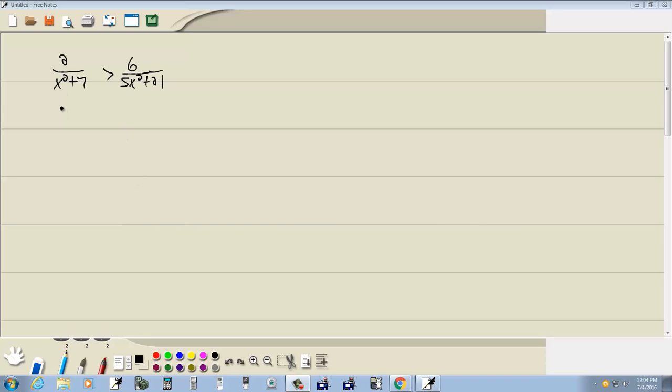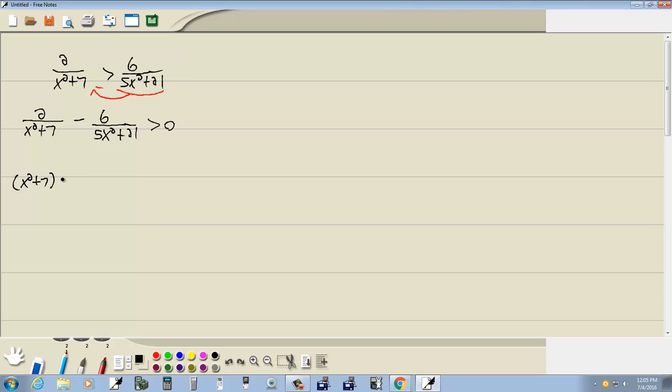You were asking about this problem, and this is a rational inequality, so we have to get 0 on one side. So I'm going to take this 6 over 5x squared plus 21 to the left side. So I got 2 over x squared plus 7 minus 6 over 5x squared plus 21 is greater than 0. Now normally we would factor the denominators to help us figure out what the LCM, or LCD, of the two denominators is, but these do not factor. So our LCD will just be the two multiplied together.